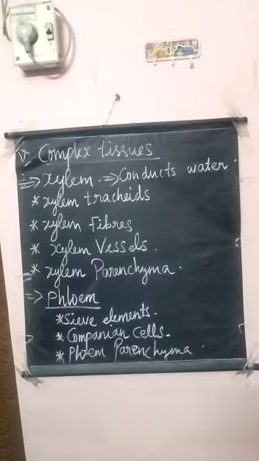Some common examples for complex tissues are xylem and phloem. These are the examples for complex tissues. So coming to xylem, what is the main function of this xylem? Xylem is a conducting tissue.